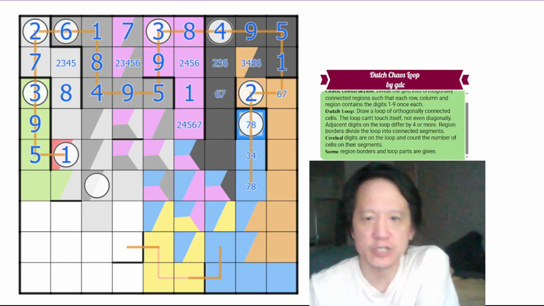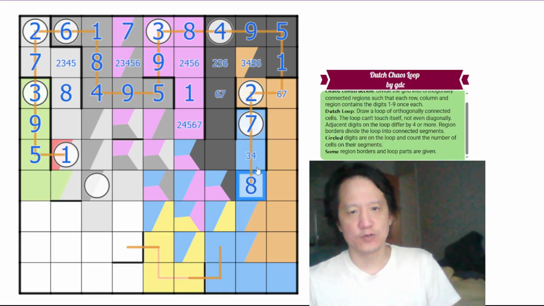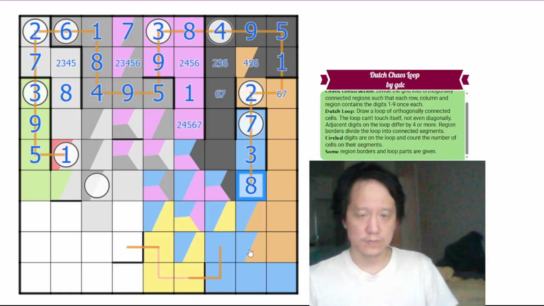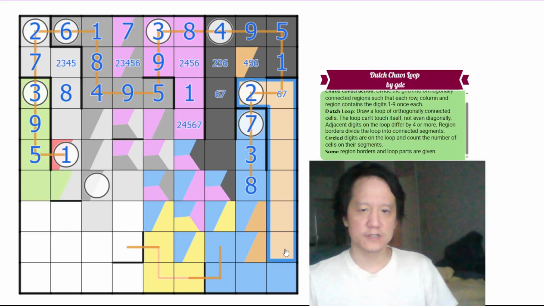Therefore, this is always going to be 7. So this is 7, which forces this to be 8. That has to be 3 to be in between 7 and 8, because it can't be 4. We have 1, 2, 3, 4, 5, 6, 7 guaranteed.